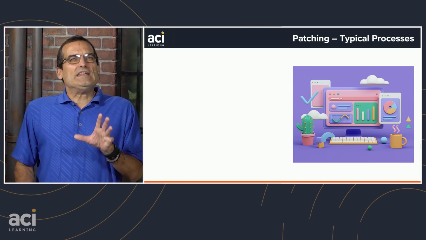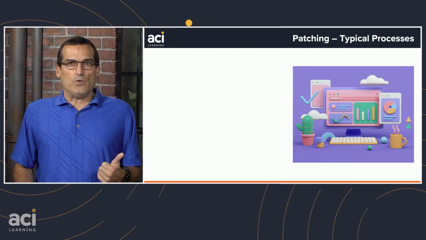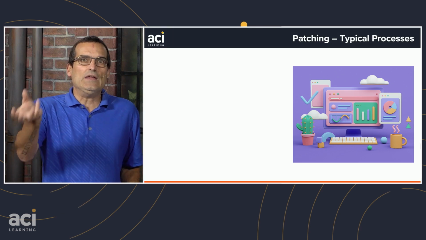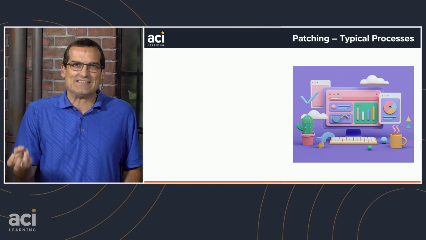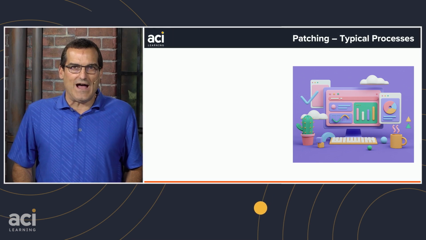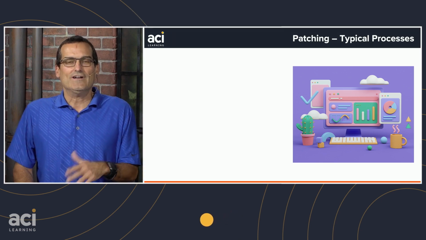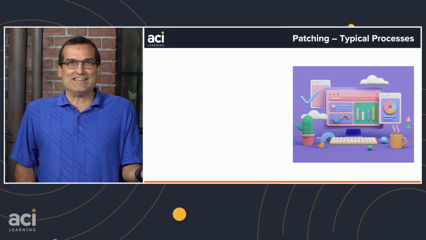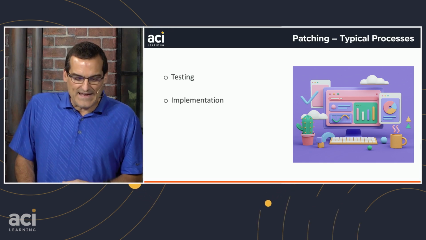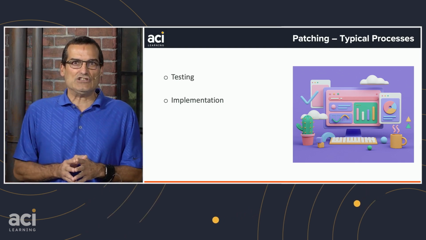Now, what do we typically do when we patch systems? Well, typically we'll get a system, and I see Nate here do this all the time at ACI Learning. He will get a system and he will test with that system. You don't want to roll out a patch company-wide, since the patch could cause issues for the overall operation of the system. So we want to make sure we test and test and test some more. And then after that, we'll actually implement the patch in the organization.